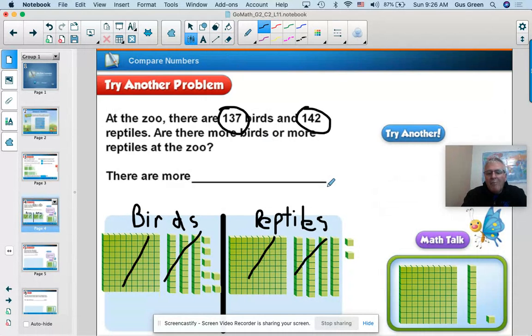Now we have to figure out how many more. So I know that there are 7 blocks here and there's 12 here. So one strategy I can use is just to count up. And I can say 7, 8, 9, 10, 11, 12. I counted 5 more times. There's 7. So I can just cross off these 7. And then there's 1, 2, 3, 4, 5 that are still left. So there are 5 more reptiles than birds.